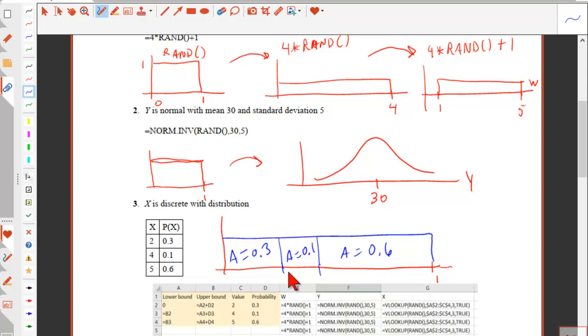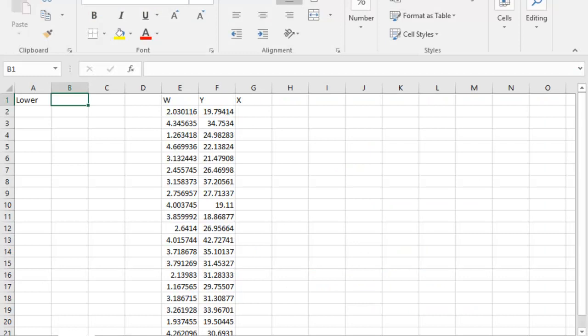Now, to make these numbers work out, remember this height is 1, so this boundary has to be the number 0.3, and then to get another 0.1 area, I'd have to go up to 0.4, and then to get another 0.6 area, I have to go up to 1. So 0, 0.3, 0.4, and 1 are the boundaries of intervals into which I'm slicing the main interval 0 to 1.